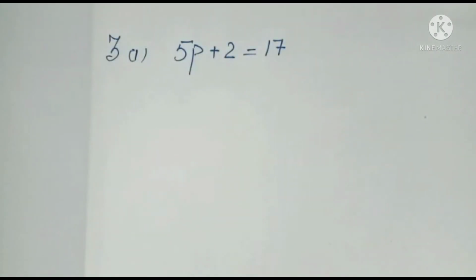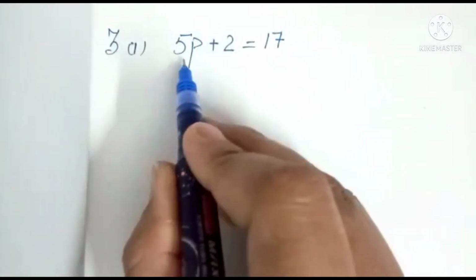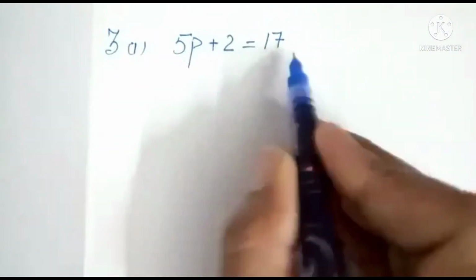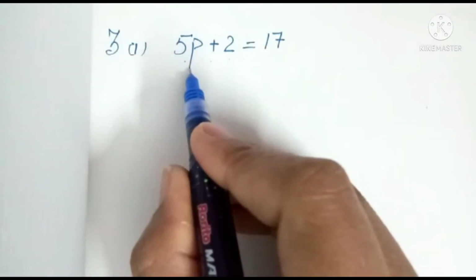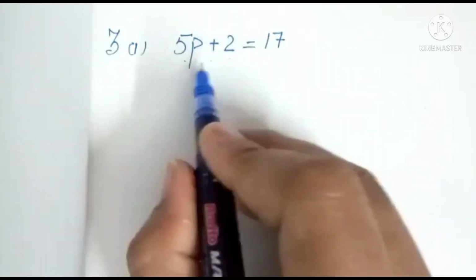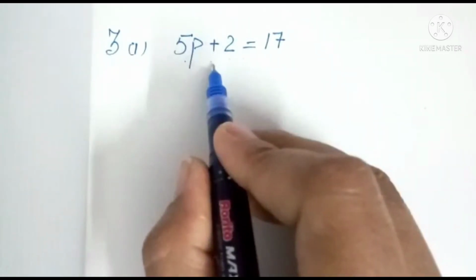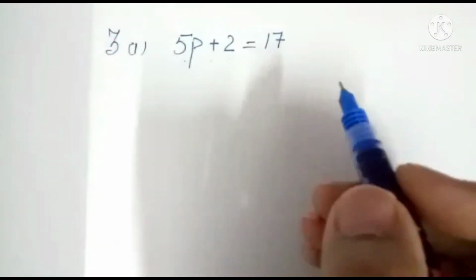Our next question is: solve the following equations by trial and error method. A few minutes ago I taught you how to find the solution of any equation with the trial and error method. So here is the first part, 5p plus 2 is equal to 17. So we are to put some values of p, and then we will check for which value of p the left hand side becomes equal to the right hand side.